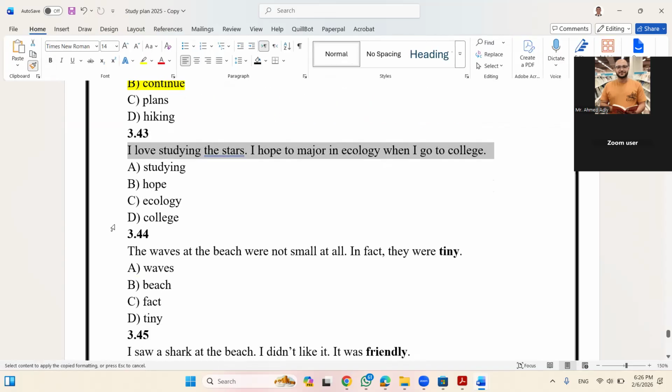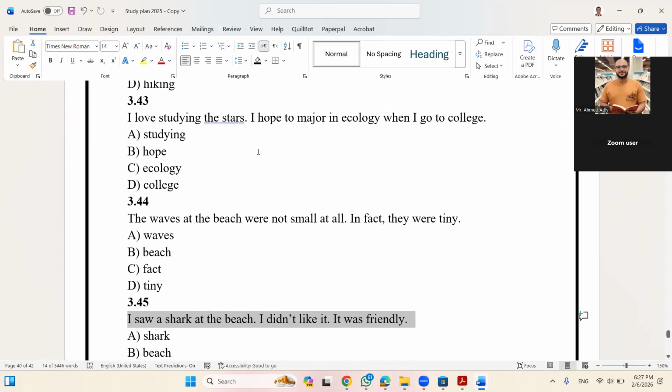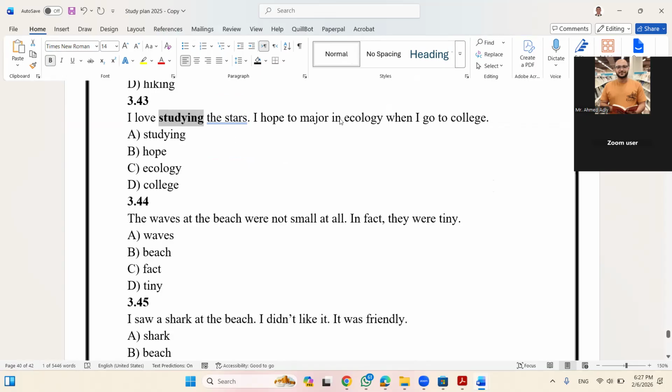I love studying the stars. I hope to major in ecology when I go to college. Ecology is wrong. Replace it with astronomy. Ecology is studying the environment, but astronomy is studying the stars and the planets.